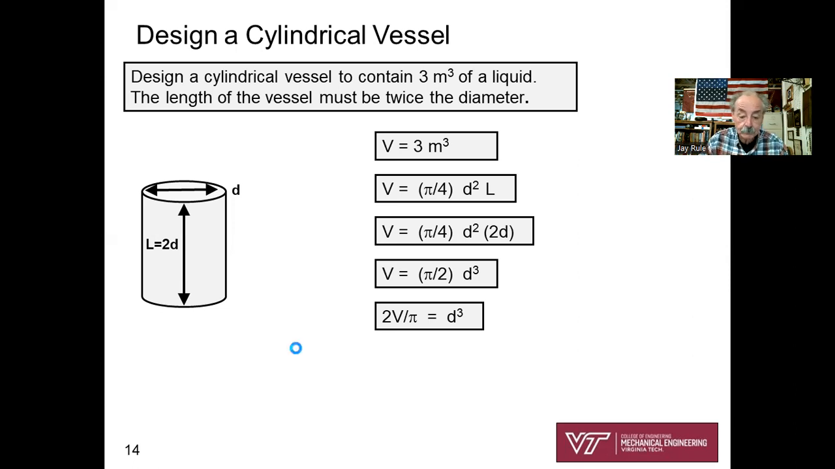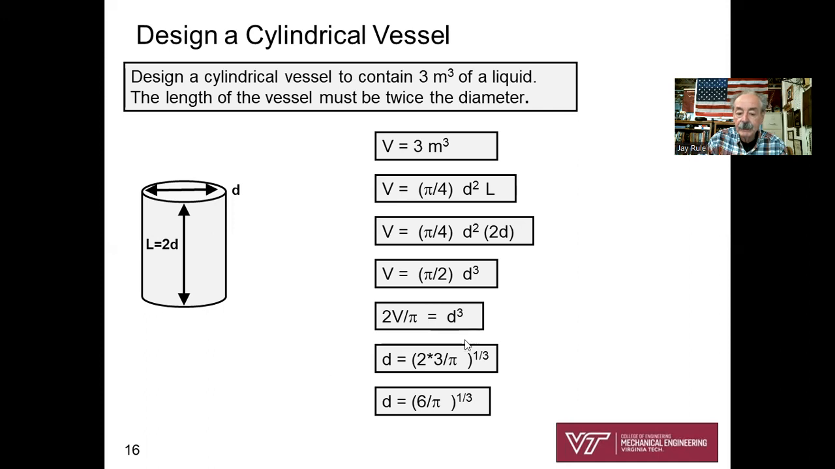Okay, good. Next thing I do is solve for d. D is going to be 2V over pi to the 1/3, or in other words, the cube root. The reason I wrote it like this is because on your calculator, there's probably no cube root button, but certainly there is a to-the-power-of-1/3. You can execute that. So we have an expression for d.